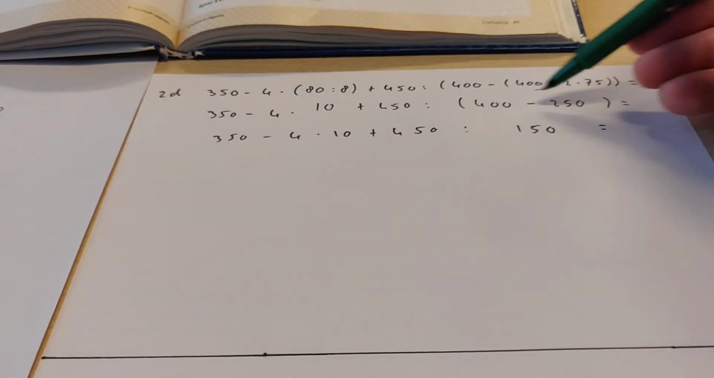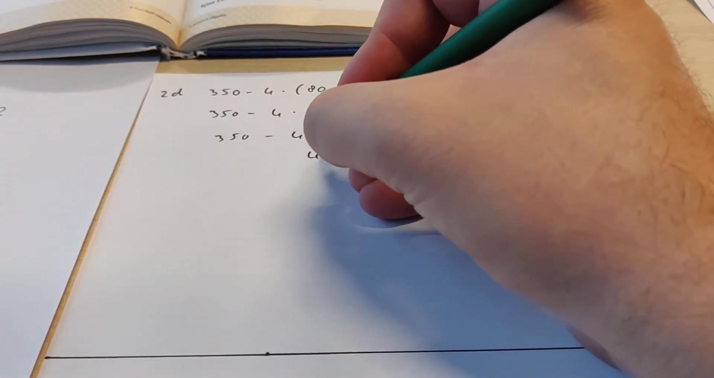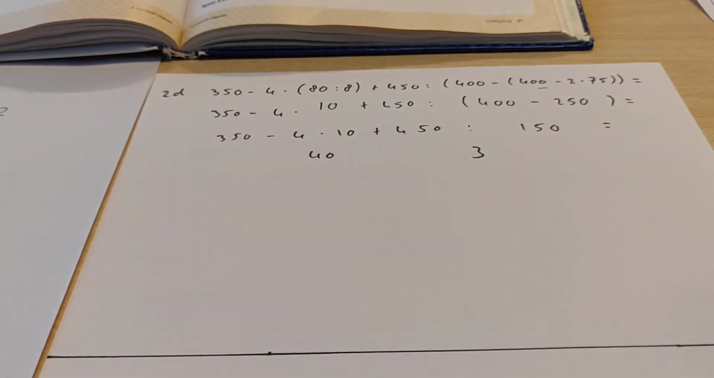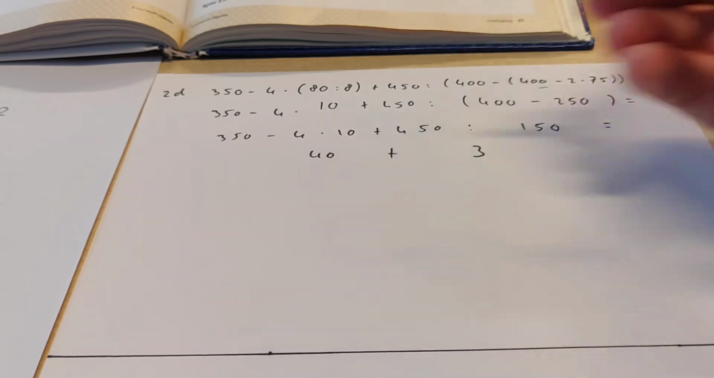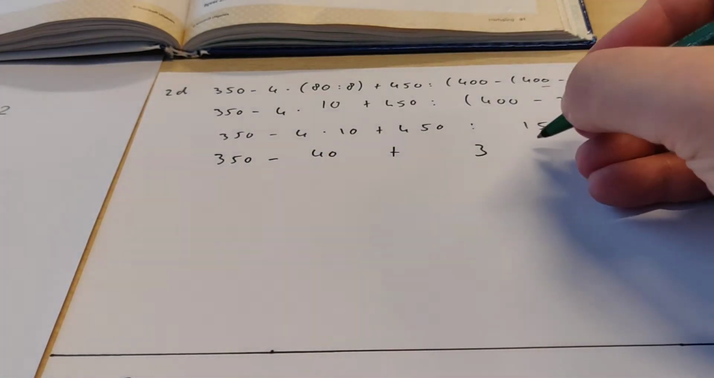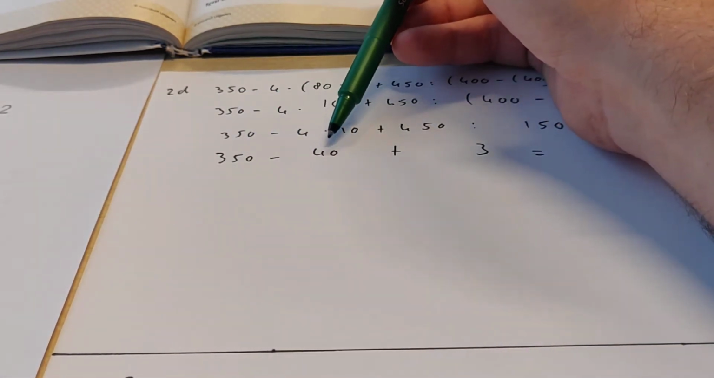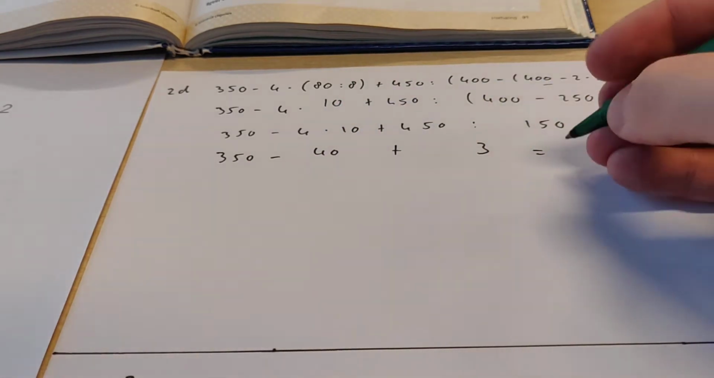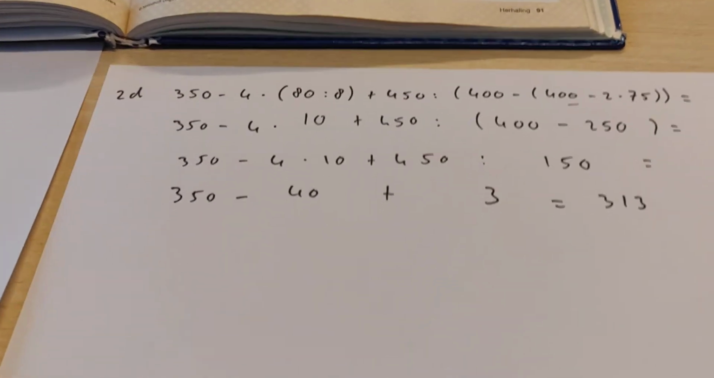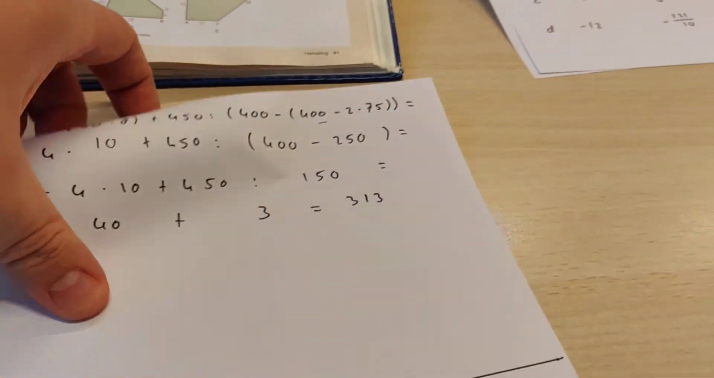Alright, so these brackets are gone, those brackets are gone. Now we can do times and divided by. So here I see 4 times 10, that's 40. And here I see 450 divided by 150, and that's 3. Then I copy this plus that you see there, and I copy the 350 that was in front of it. And now it's just plus and minus, so we can go from the left to the right. 350 minus 40 is 310. 310 plus 3 is 313. So that's the answer for 2D. So it's kind of a big exercise, but here's how to work it out. Alright, moving on to the next part.